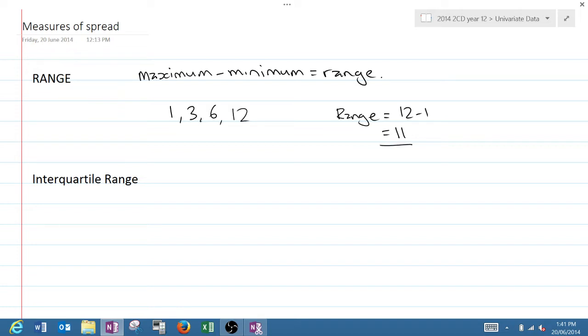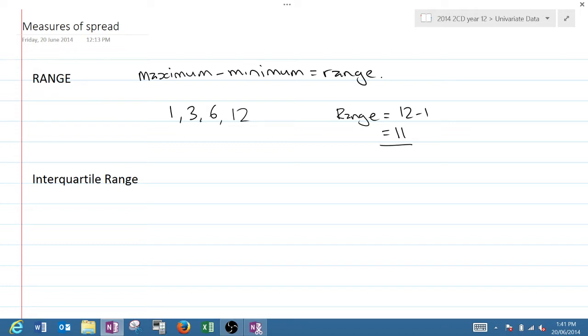The only thing you can get wrong in a test is if you put both numbers. If you say range is 1 to 12 or something like that, that's not right. The range is a specific number. It's the difference between those numbers. Any questions about range? Why do you think range might not always be the best measure of spread, the best description of a set of data?